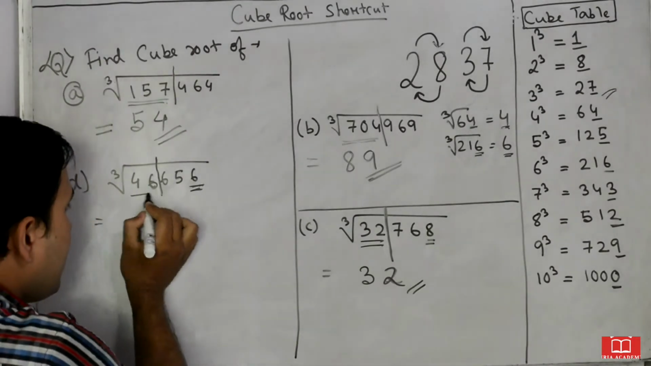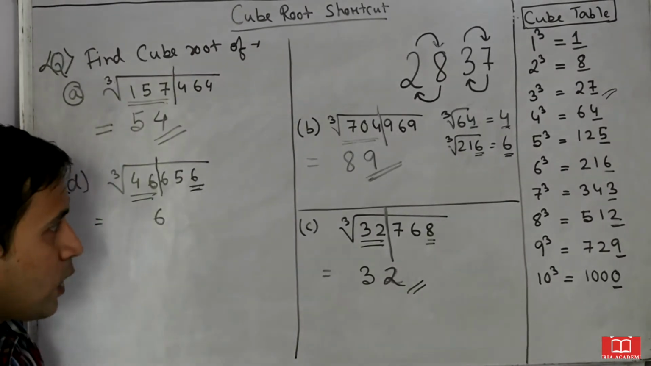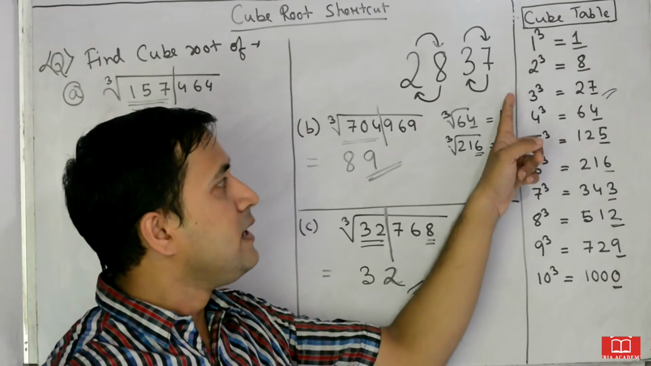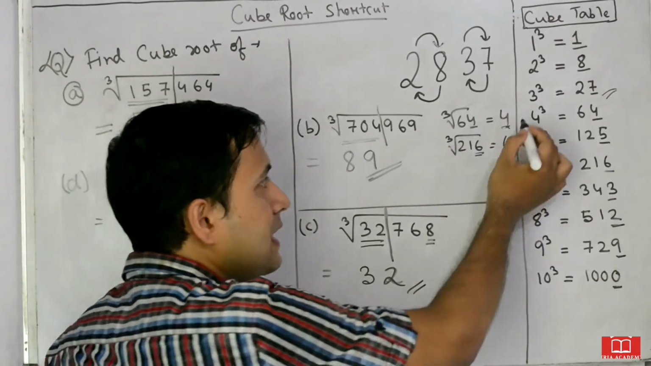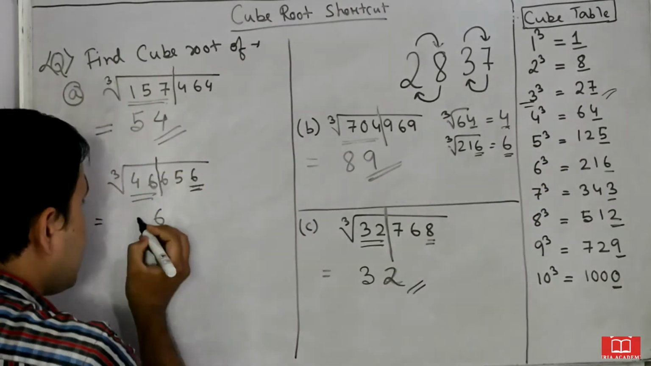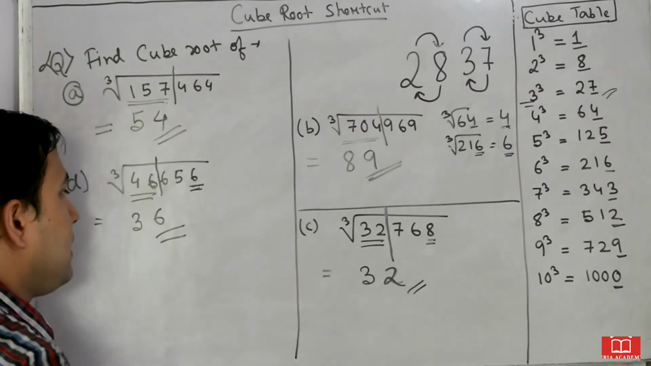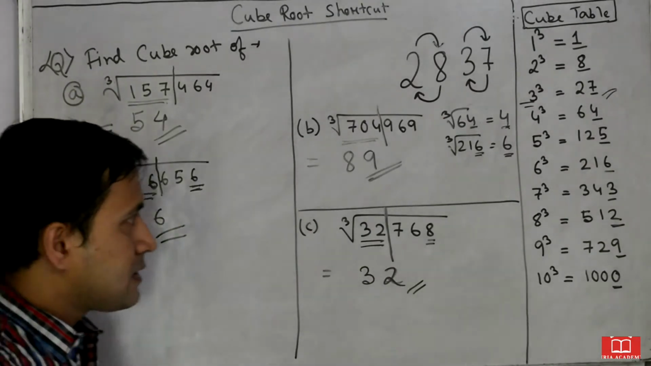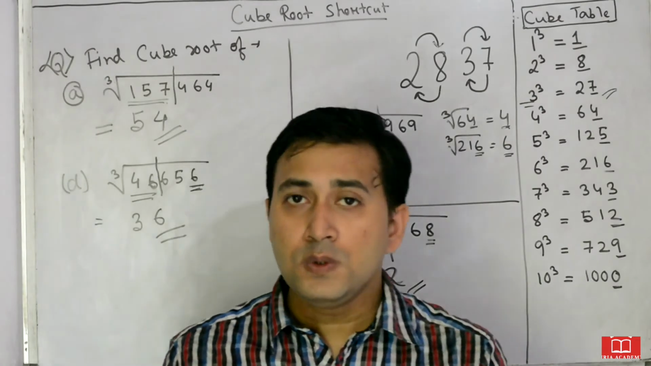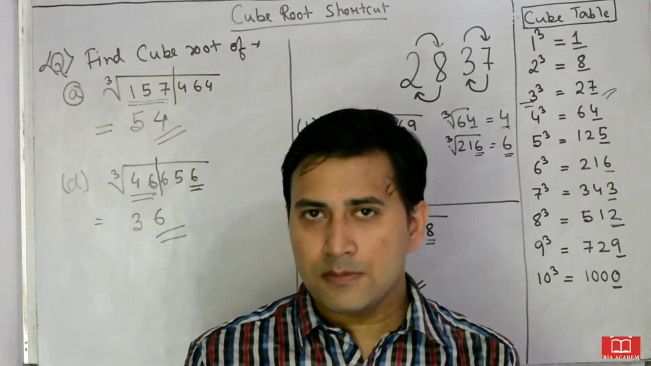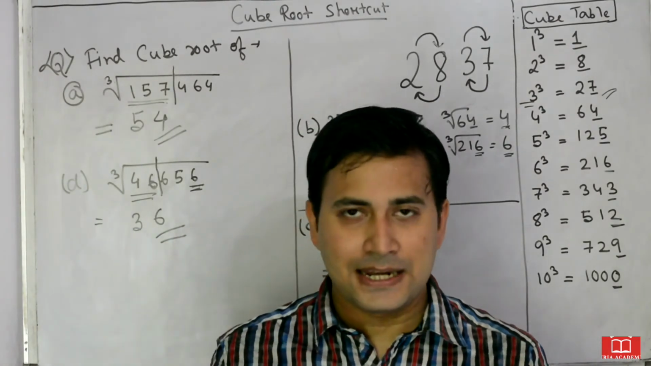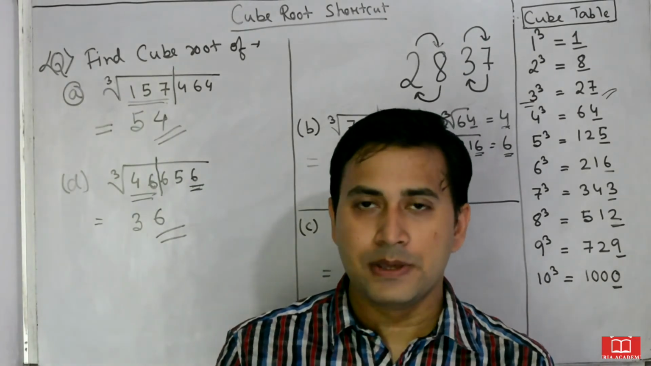Now look at the first number, which is 46. What is the nearest cube to 46? The nearest cube is 3 cube. So the answer will be 36. To master this technique, you need to solve at least 10 problems related to this technique, and your calculation speed will become faster.